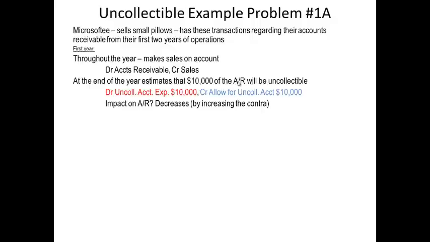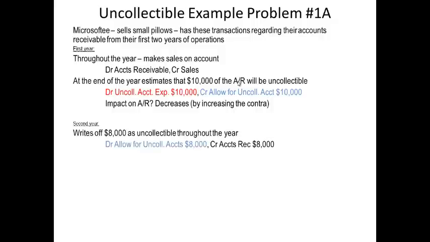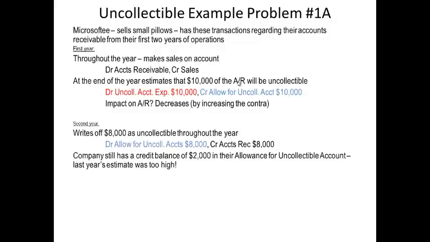Hopefully we picked up on that last second. Second year, we go ahead and we write off $8,000 throughout the year. It could be a number of customers, could be one customer, it really doesn't matter. So we write them off. You debit your uncollectible accounts for $8,000. We credit our accounts receivable. At the end of the year, we still have a balance of $2,000 in our uncollectible accounts. We can see last year we estimated $10,000. We only wrote off $8,000, so we still have a $2,000 balance.